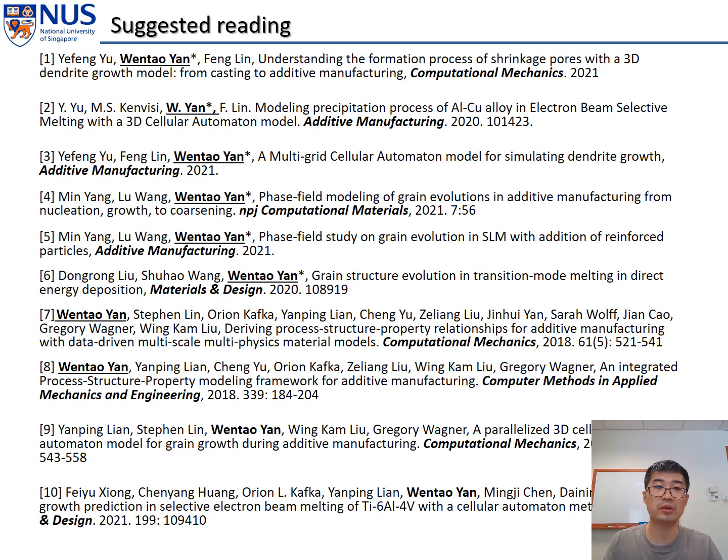And due to time limitation, I may not be able to explain all the model details very well. So if you are interested, you are suggested to read our papers.